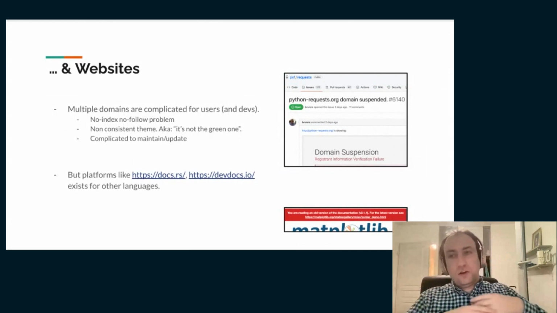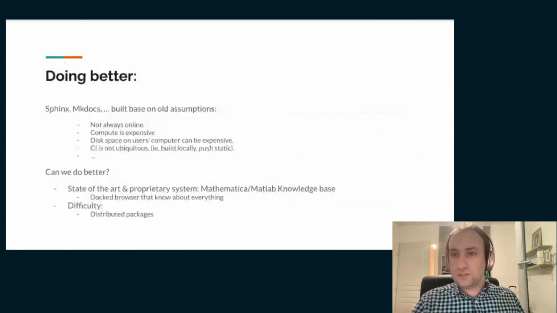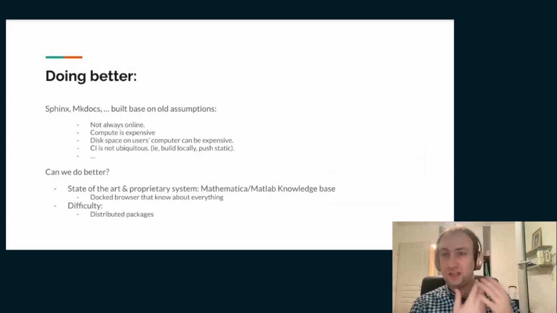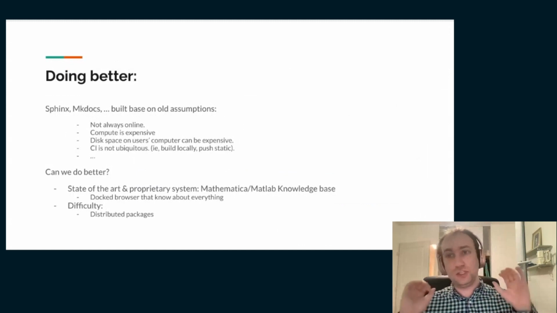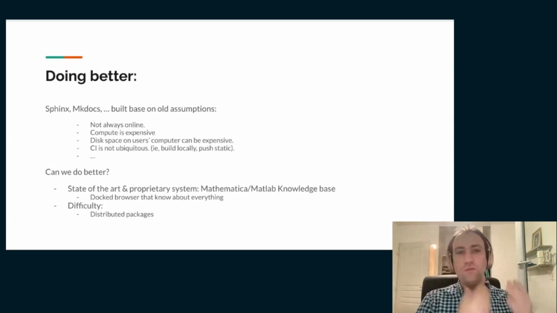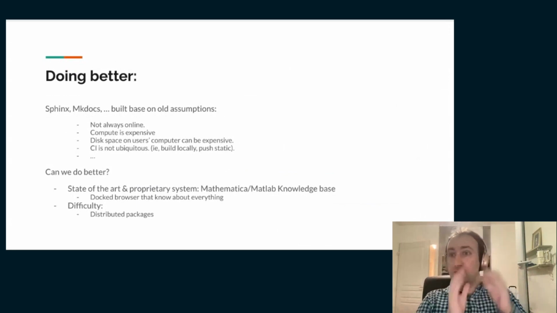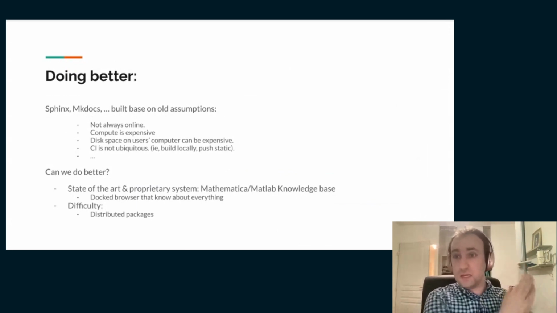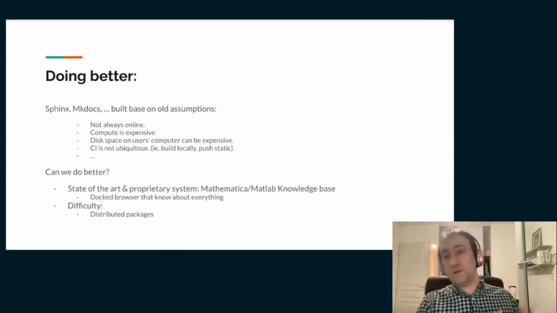Sphinx, MkDocs, and a lot of other documentation generating tools were created more than a decade ago, or built on assumptions from more than a decade ago: that you're not always online, compute is expensive, and basically you build locally on your machine and push a static website. And I think we can do better. We should be able to do better for users. We want something close to the state of the art of proprietary systems, which is basically, in your IDE, you get a docked browser with everything relevant to your system where everything is installed. It's much more difficult because a proprietary system can build all the documentation. We obviously can't do everything at the same time because each library is maintained independently.